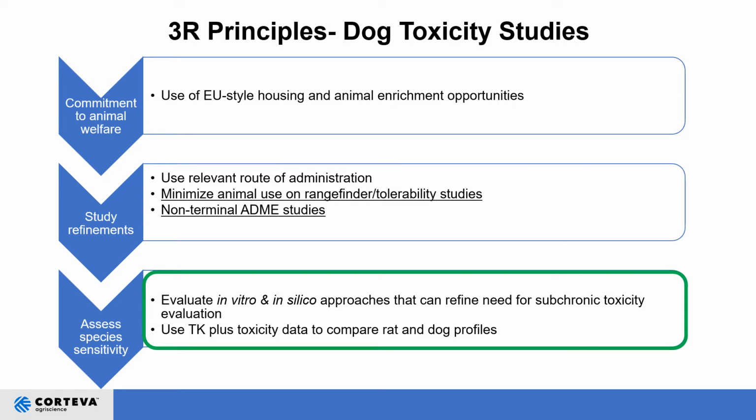Our current focus on determination of species sensitivity considers how to build the weight of evidence to replace toxicity testing with alternate approaches, including more routine use of in vitro and in silico methods that can refine the need for multiple species used in vivo testing, along with the comparison of rat and dog TK plus toxicity data as a measure of species sensitivity.